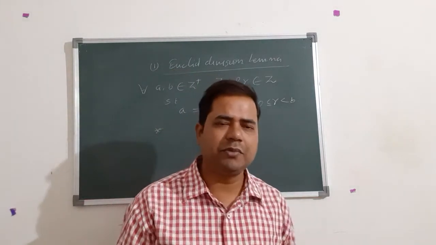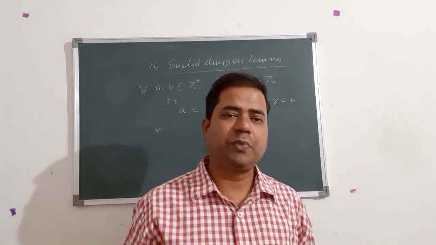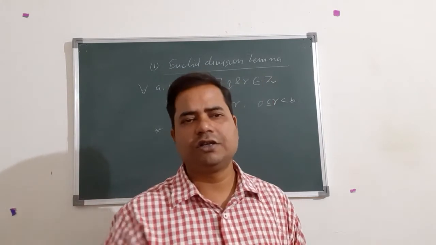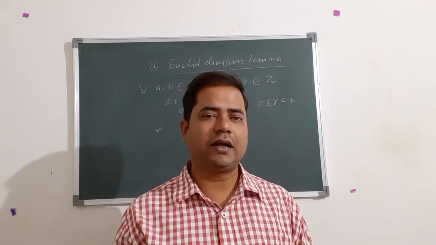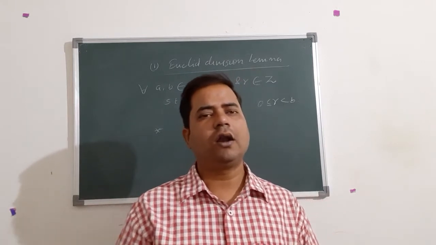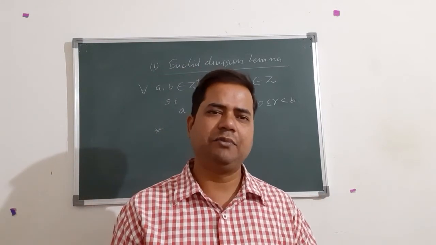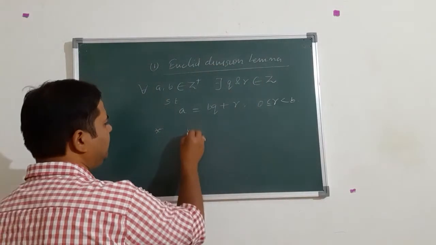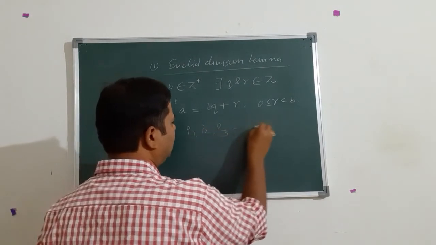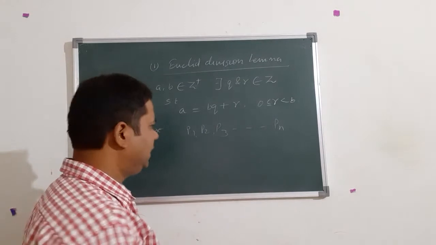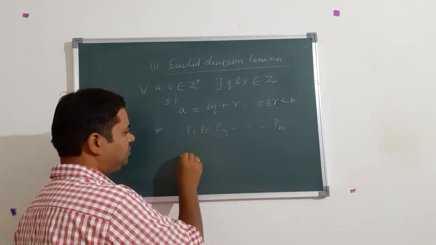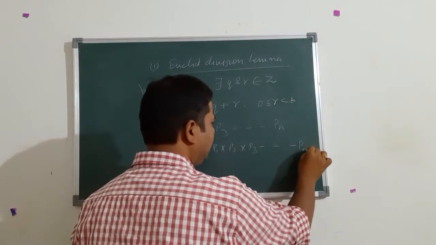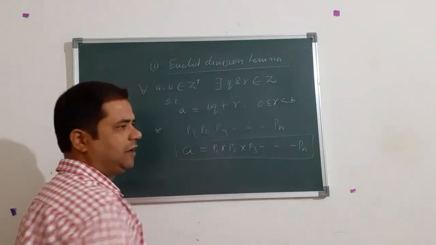Fundamental theorem of arithmetic. That means prime factorization. In this theorem, any composite number can be represented in the form of a product of prime factors of that particular number. So the order doesn't matter. That means if you have 6, then this can be written as 2 into 3 or 3 into 2. Now next one: if p1, p2, p3, ... pn are prime numbers, then a composite number, suppose a, can be written as p1 into p2 into p3 and so on up to pn. Okay, this is the fundamental theorem of arithmetic.